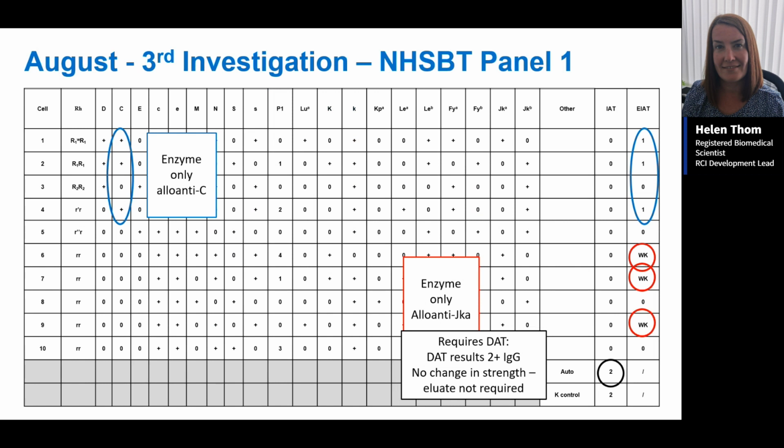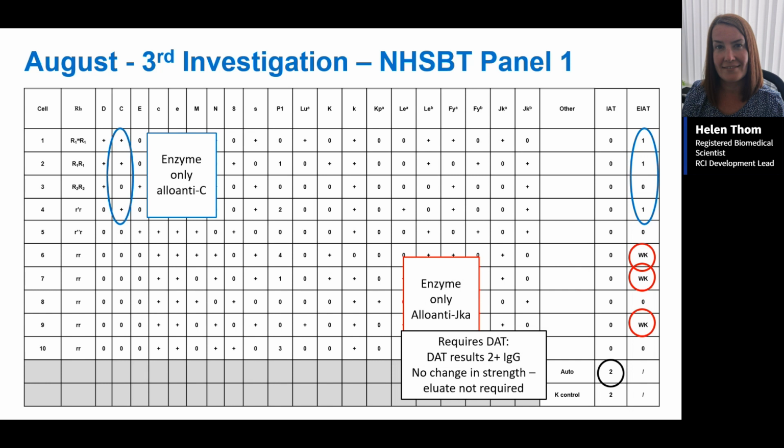So we saw them again in August, and I was like, oh, there's this patient at the back. This time, serology seems to be clearing up a bit. There's nothing going on by IAT, and we've got an enzyme-only allo-anti-big C, and the Jka is there by enzyme only, and that anti-little e seems to have disappeared.